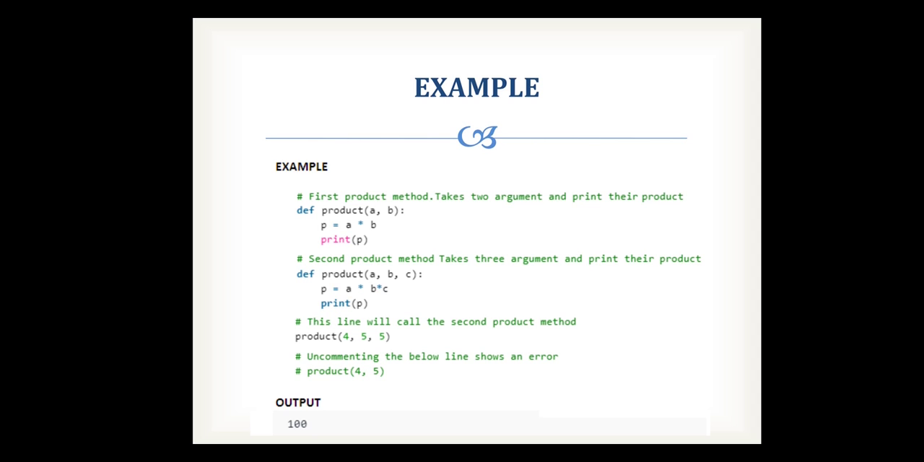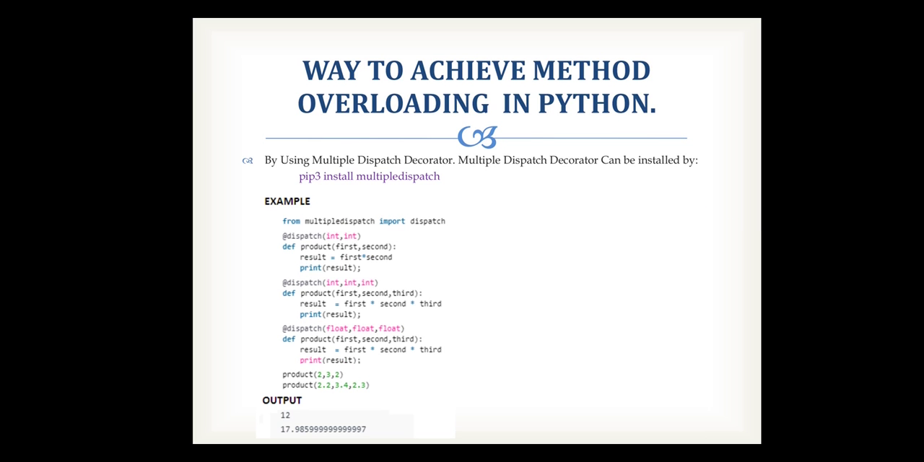When we use this in C++, it directly calls the product method which has two parameters, but Python does not support this approach. When we pass two parameters, it directly shows an error, because the latest product method has three parameters, and passing only two gives an error. It does not call the previous product method which has two parameters.